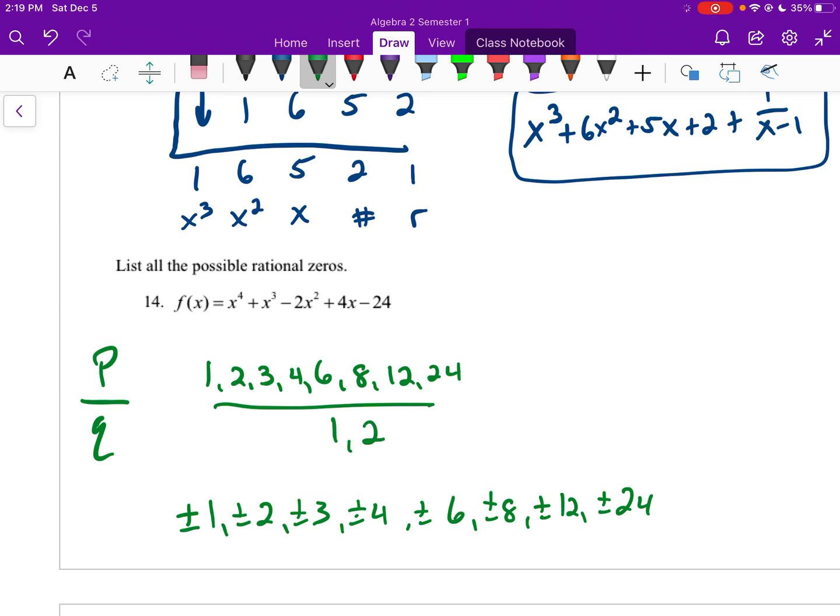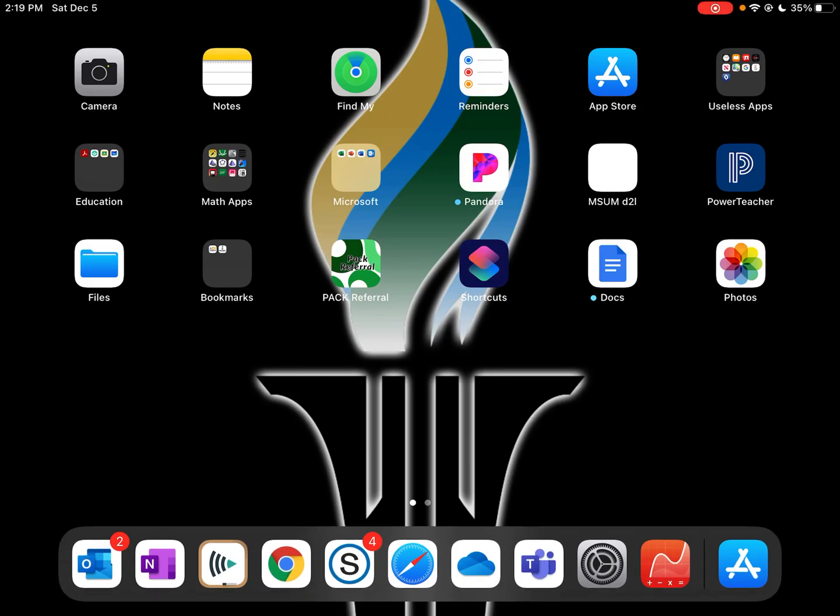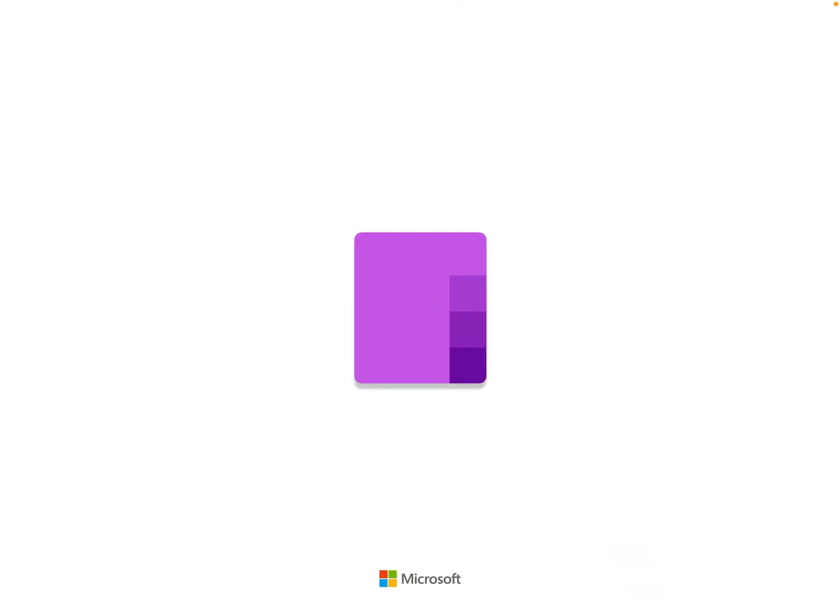If that leading coefficient was 2, you'd have to go through and do the combinations with that 2. So 1 over 2, 2 over 2, 3 over 2, 4 over 2. And don't rewrite possible solutions like 2 over 2, that would have been just 1. We already have that. But in this case, we did not have that. Remember, if you do get to that point, you need to take every single combination possible.